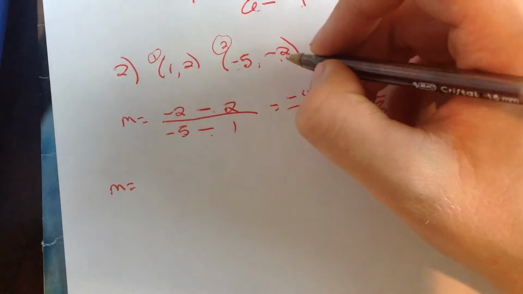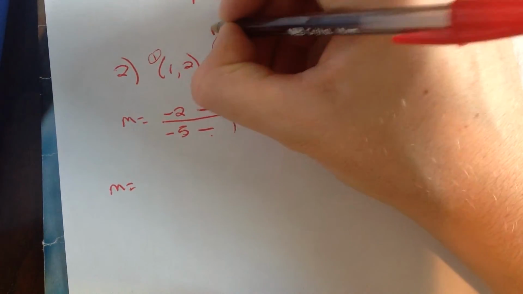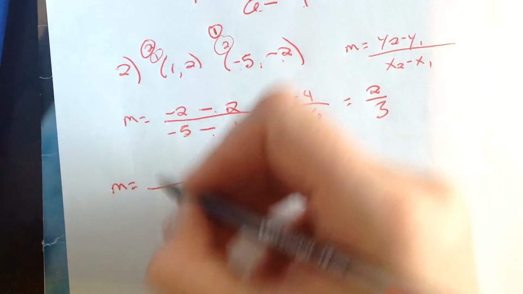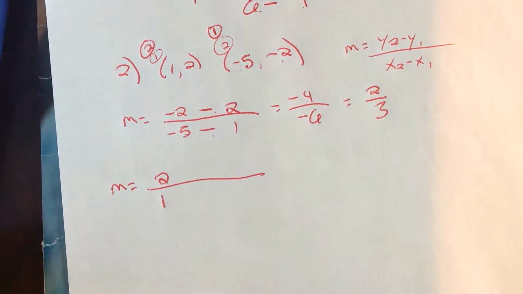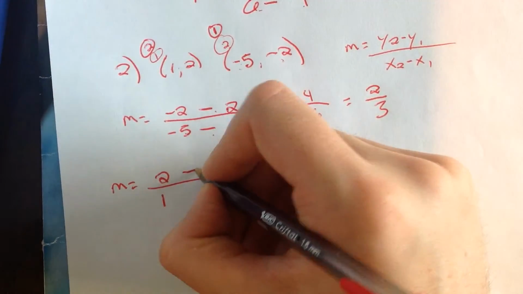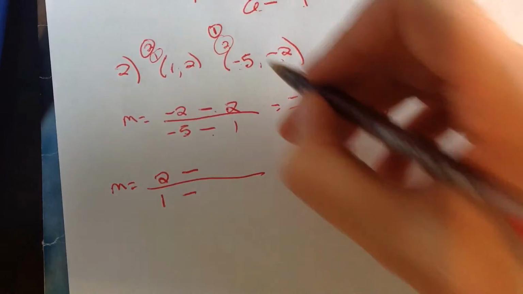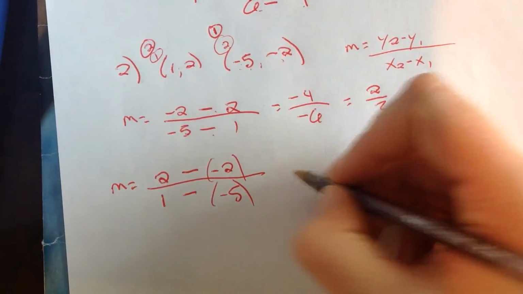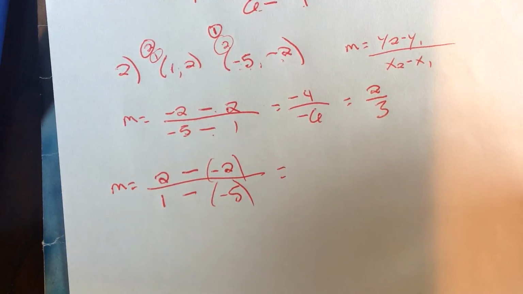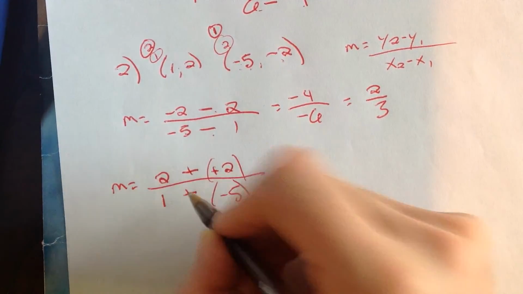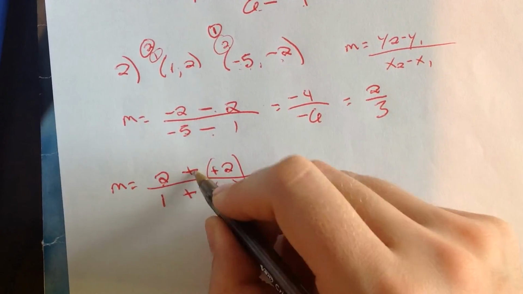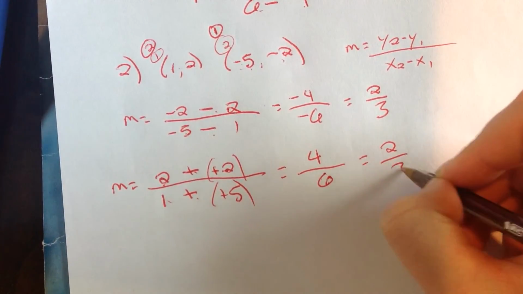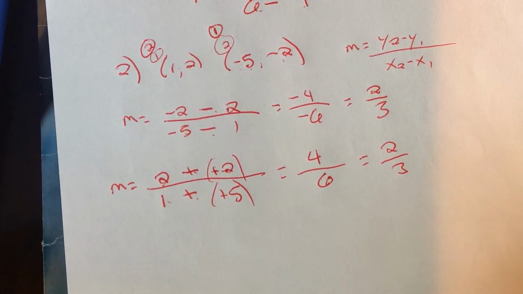Swapping which point is first and second. So we'll make this point 1 now, and this point 2. So point 2, y value on top, x value on bottom, minus y value on top, x value on bottom, minus a negative becomes plus a positive. 2 plus 2 is 4. 1 plus 5 is 6. It reduces to 2/3. I end up with the same slope.